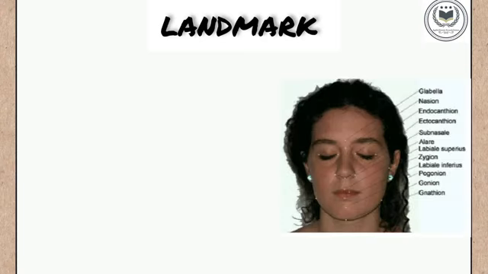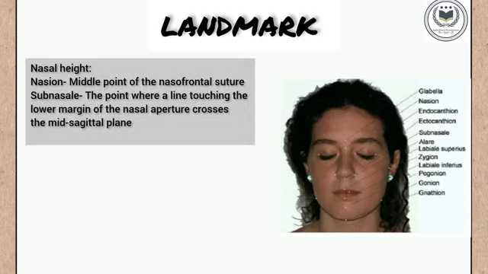Measurement of nasal parameters depends on landmarks. The landmarks used in nasal height are nasion and subnasal. Nasion is located at the middle point of the nasofrontal suture, and subnasal is the point where a line touching the lower margin of the nasal aperture crosses the mid-sagittal plane.